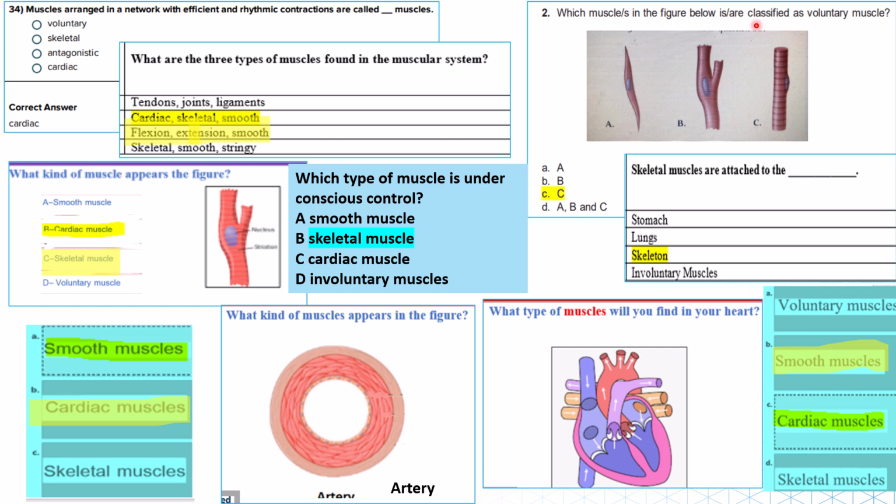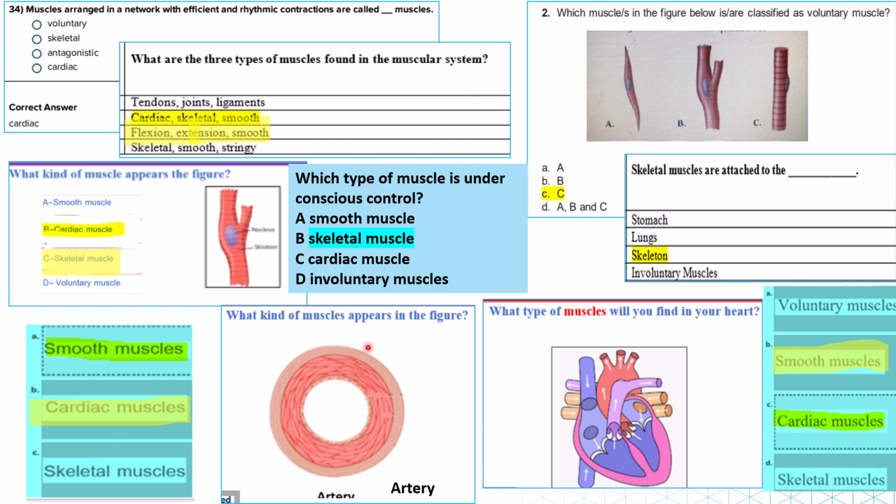Which muscle in the figure below is classified as voluntary muscle? You know that voluntary muscles are skeletal muscles, which you can control. Out of these, which one is skeletal muscle? You can say it is C. And here they are asking about the 3 types of muscles found in the muscular system. Another question is, which muscle, arranged in a network, has efficient and rhythmic contractions? You know that it is cardiac.